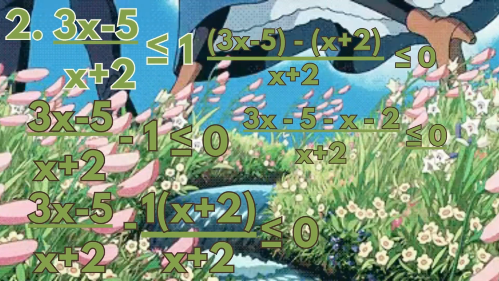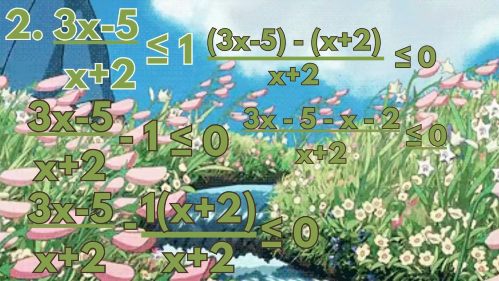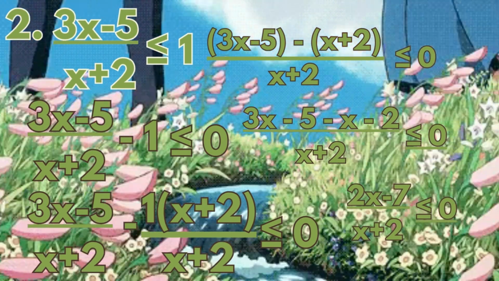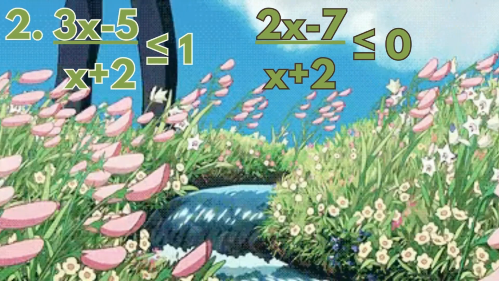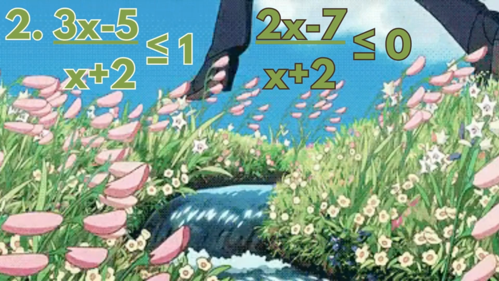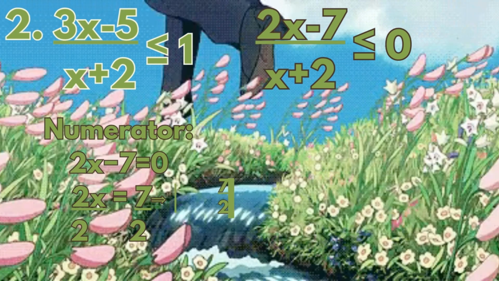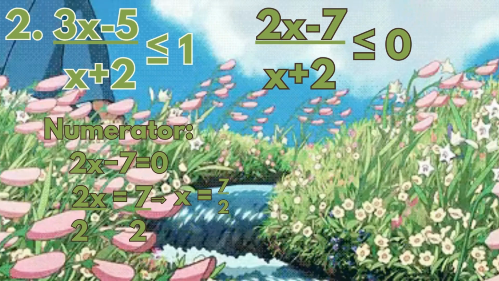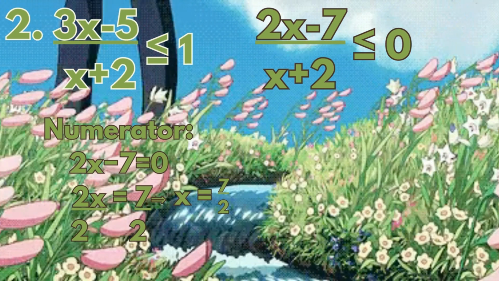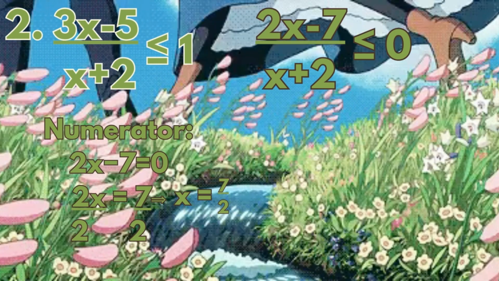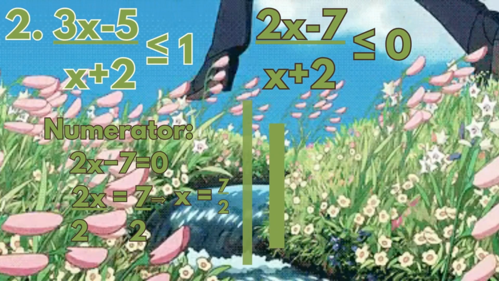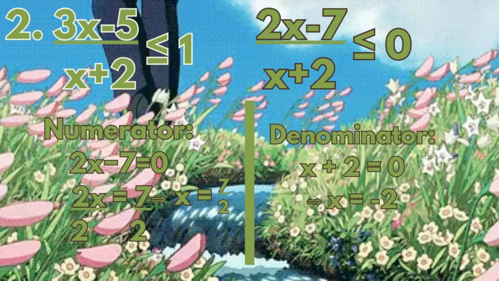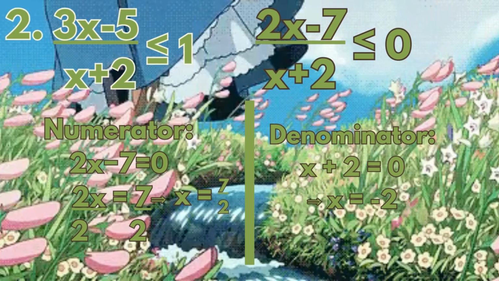Then simplify the numerator and you get 2x minus 7. So now that we have the simplified form, we will now move to find the critical points. For the numerator, 2x minus 7 equals 0, divide 2x equals 7 by 2, and you will get 7 over 2 or 3.5. And for the denominator, x plus 2 equals 0, it will become x equals negative 2.